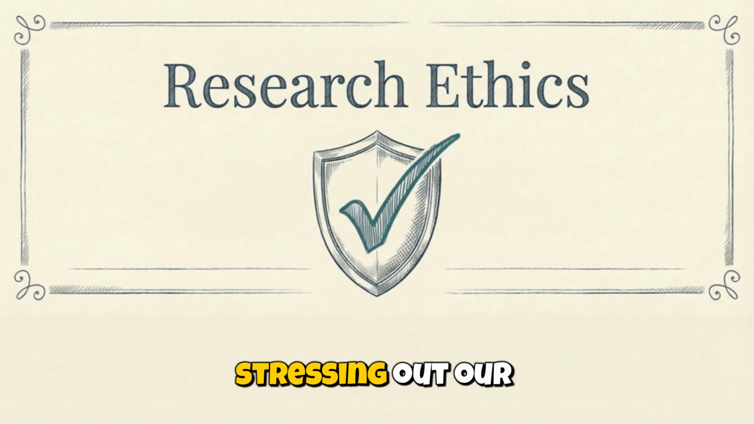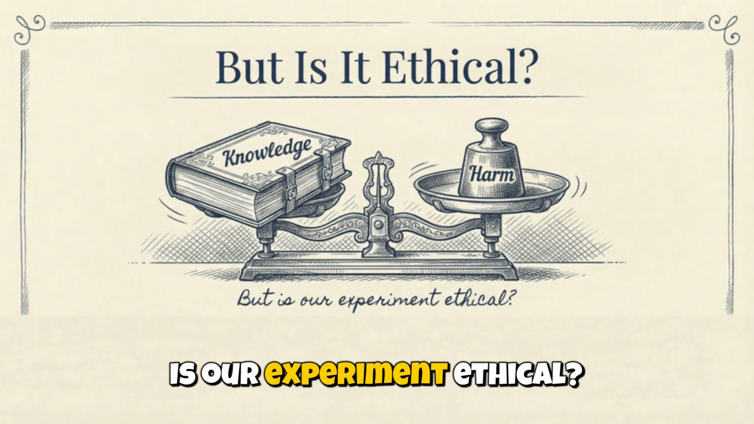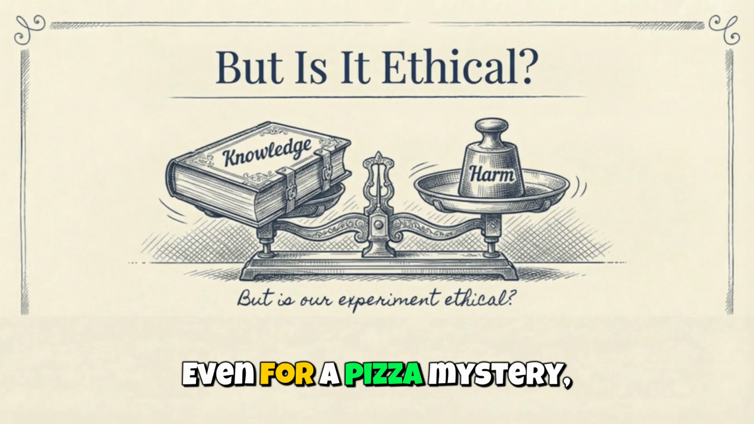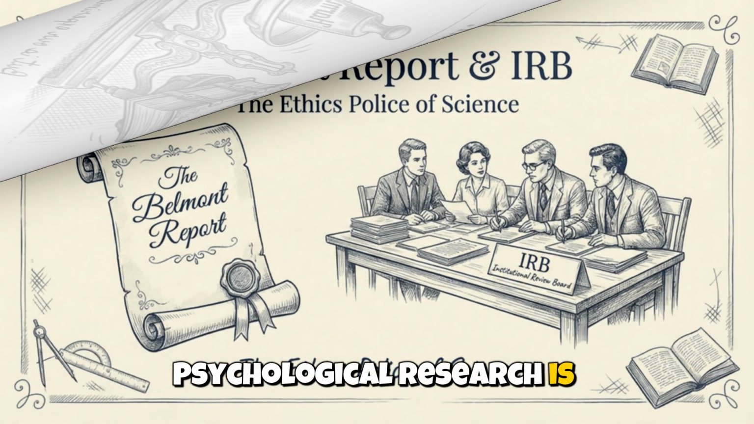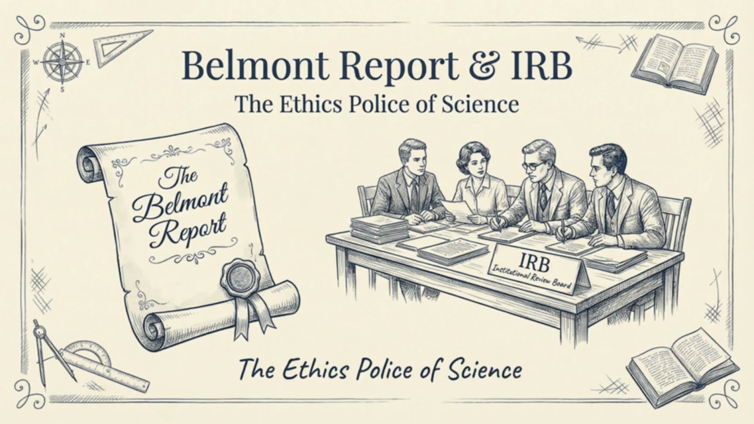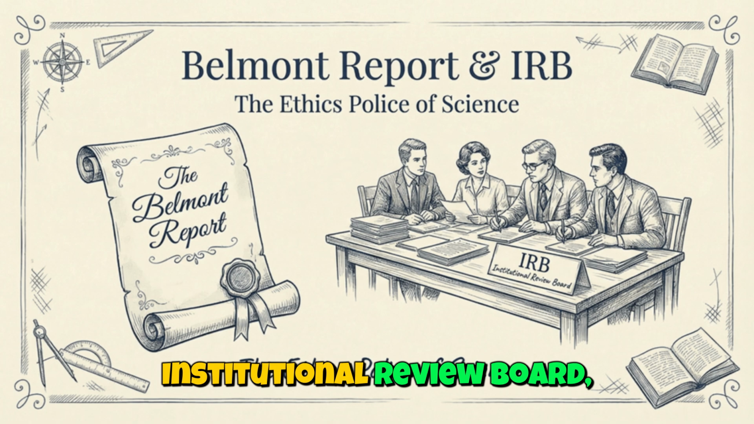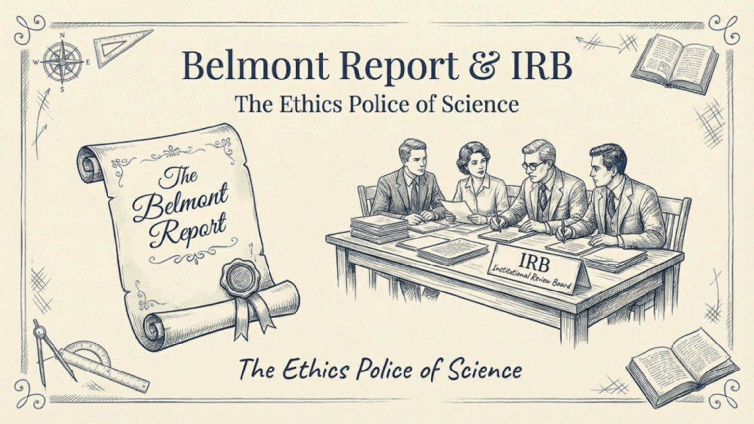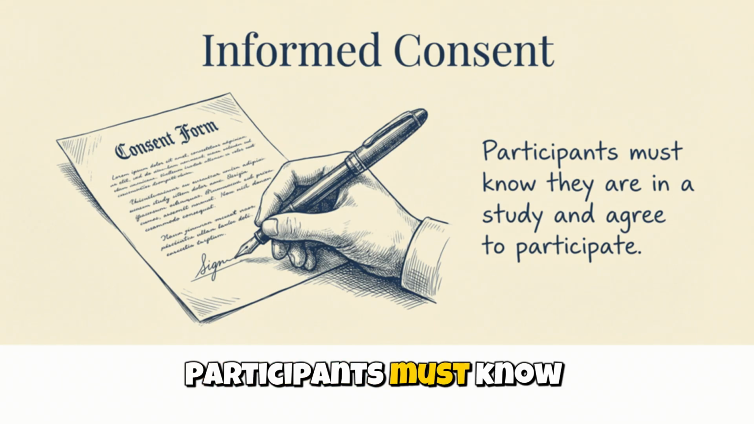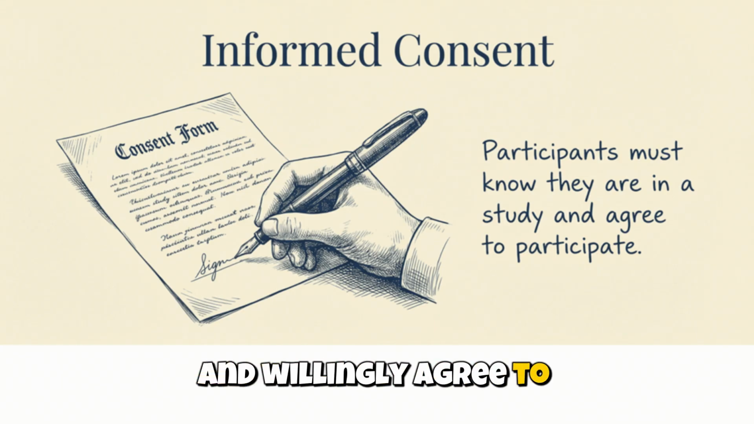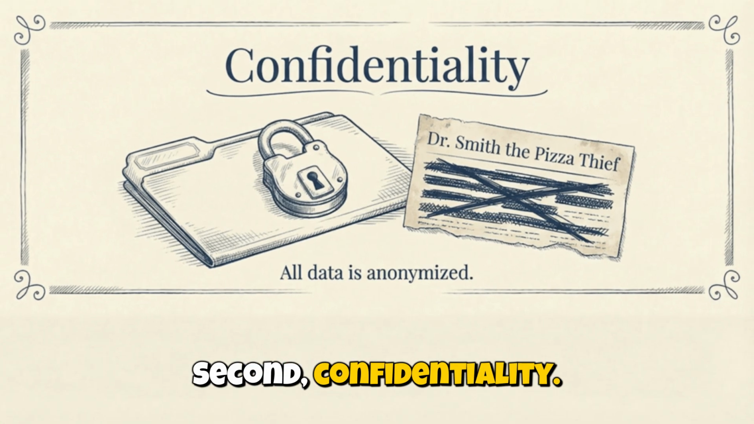But before we start stressing out our colleagues, we have to ask a crucial question. Is our experiment ethical? Even for a pizza mystery, ethics are non-negotiable. Psychological research is governed by a strict code of conduct, often guided by principles from the Belmont Report and enforced by an institutional review board, IRB. First, we need informed consent. Participants must know they're in a study and willingly agree to participate. No secret cameras.